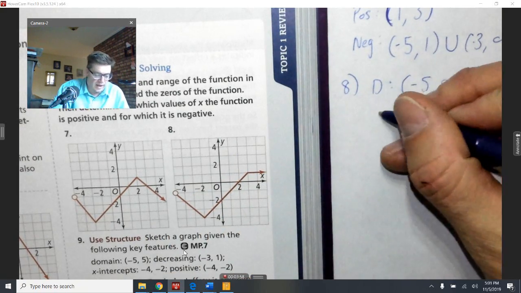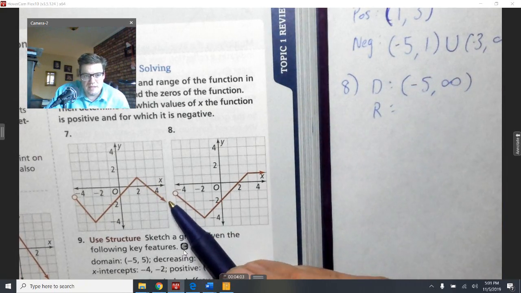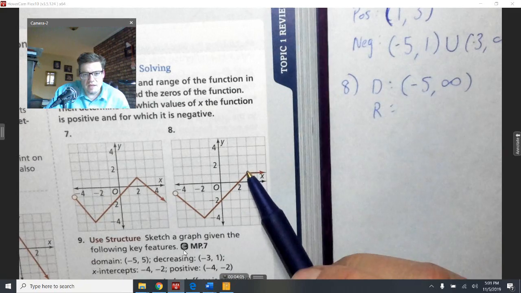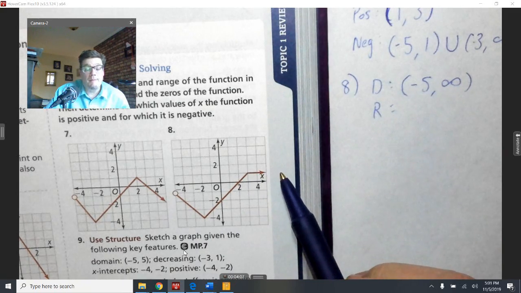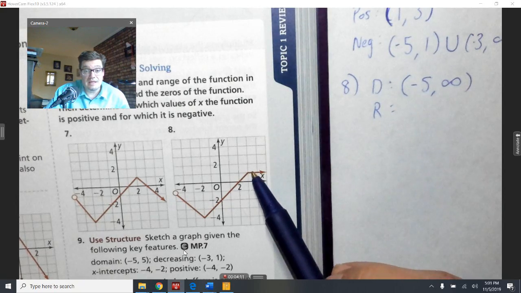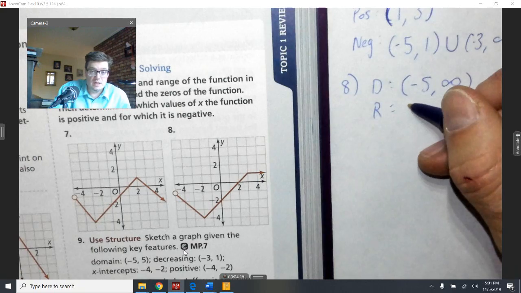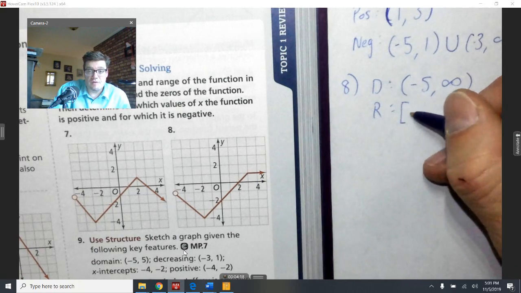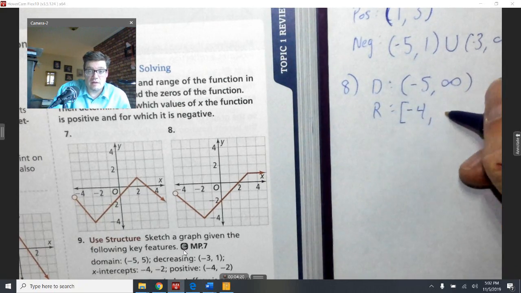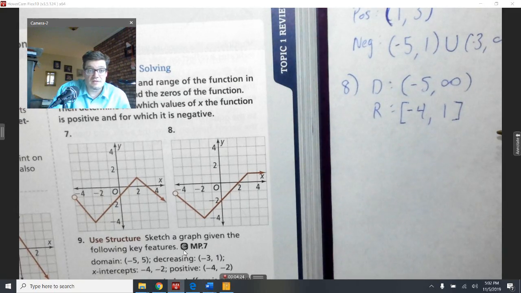The range in this case: notice how this one slopes downward, and over here it flattens out at the maximum value possible. So it doesn't just go downward, it goes straight across. This is the maximum value at +1. So I go from -4, then to +1, and then I stay there. Nothing else changes.